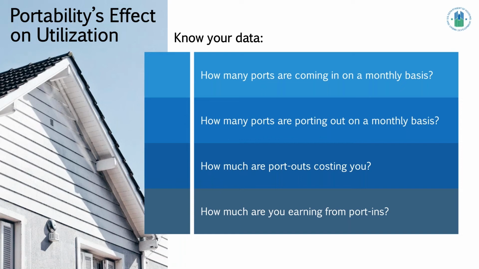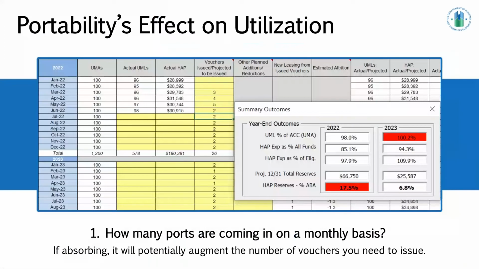To summarize, the most important thing as it relates to portability and utilization is you've got to know what's going on with your ports. That means having tracking systems set up to know where your families are going, know the PHAs that are administering and billing your ports, and just having accurate data available to you so you can make good decisions, as the PHA, on what you need to do with portability as it relates to the utilization of your program.